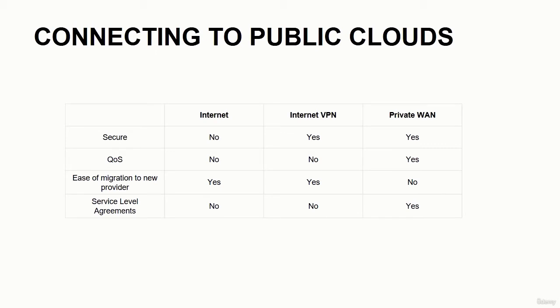Internet connections to the cloud are convenient and make migration to other providers easy. However, the internet's not secure and doesn't offer any service level agreements or quality of service guarantees. Internet VPNs still traverse the internet, still can't provide QoS or service level agreement guarantees, but they do have the benefit of being secure and allowing for easy migration to a new provider. Private WANs can provide security, quality of service, and come with service level agreements, but it makes it more difficult to switch to other providers.